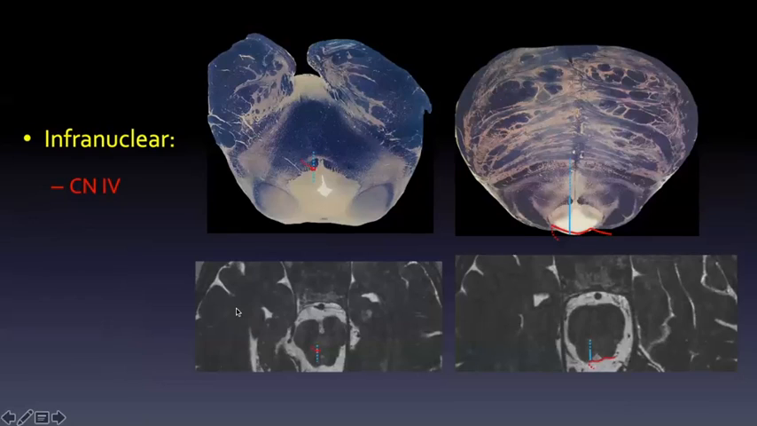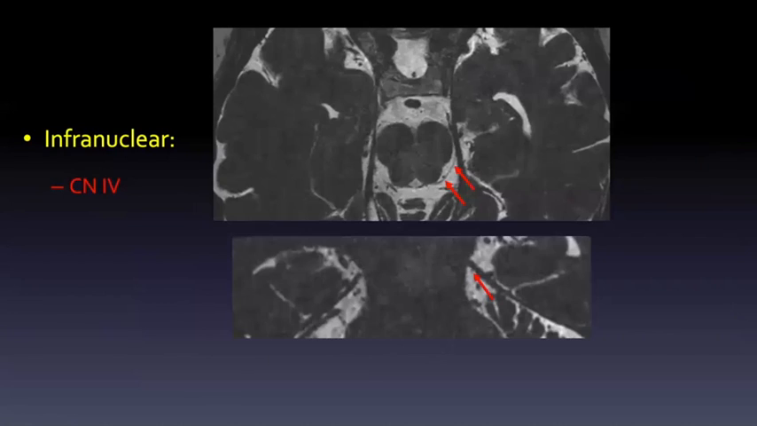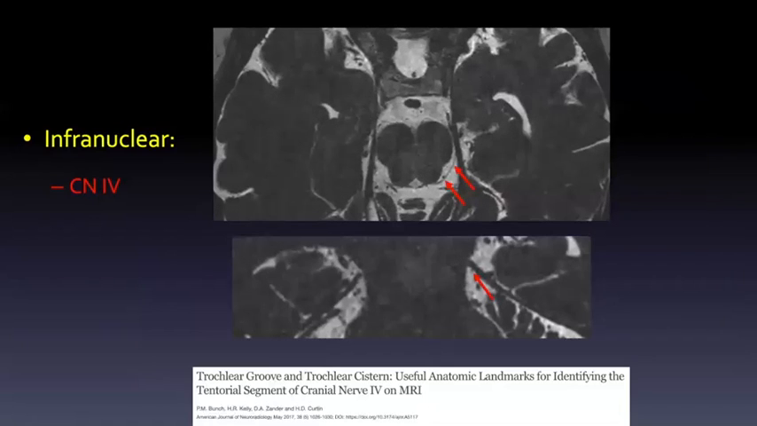Now, the infranuclear pathway of cranial nerve 4 is interesting and unique because the axons cross midline and then exit the brainstem dorsally opposite to the nucleus. So a lesion affecting the right trochlear nucleus would affect the left superior oblique muscle. It also has the longest intracranial course and courses under the free edge of the tentorium in the trochlear groove. On high-resolution cisternographic sequences, one can see this nerve, and the use of the trochlear groove and cistern can be a helpful anatomic landmark for locating the tentorial segment of the 4th cranial nerve. This paper by Paul Bunch, Hilary Kelly, Dave Zander, and Hugh Curtin is very helpful for helping to trace the course of the tentorial segment of the 4th cranial nerve.